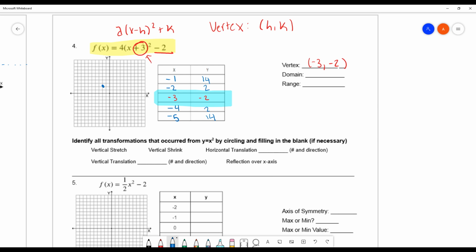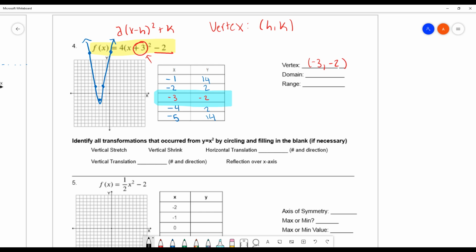(-2, 2) is right there. (-3, -2). (-4, 2). And then I can kind of estimate that the 14s would be somewhere up here, although those aren't going to be perfect because I'm estimating. Sketch your parabola, presto changeo, we're done.